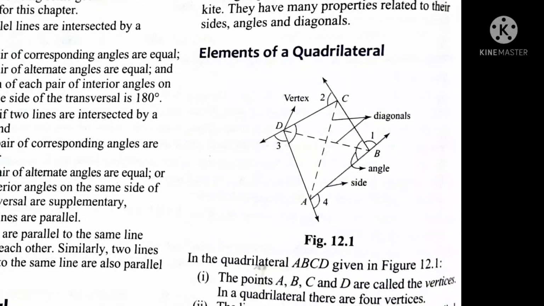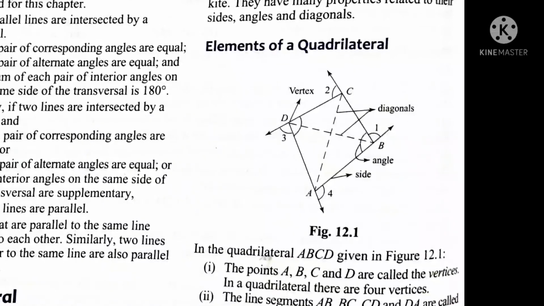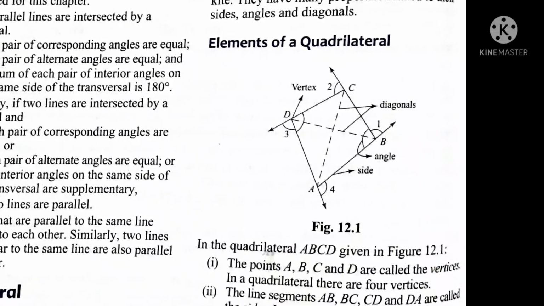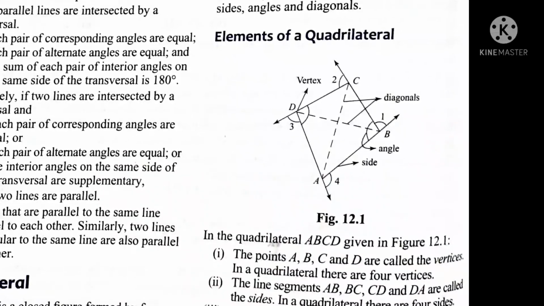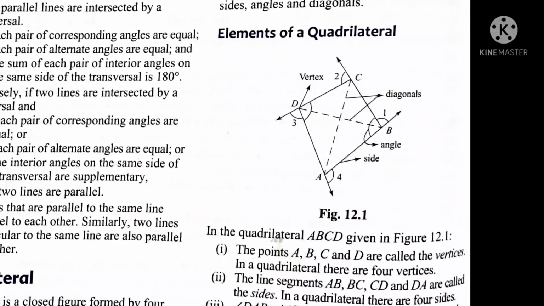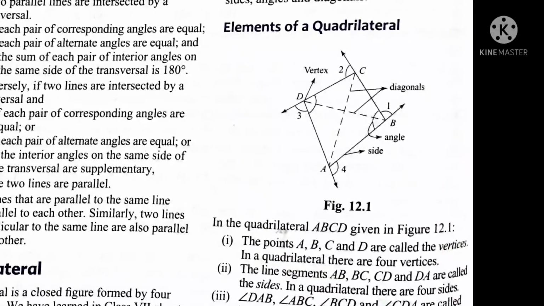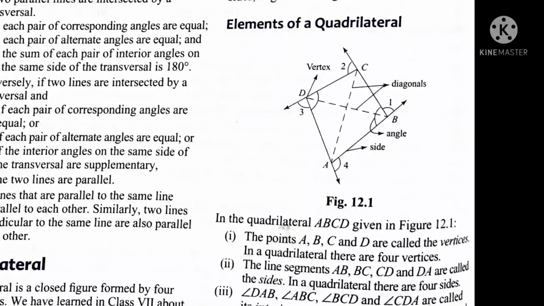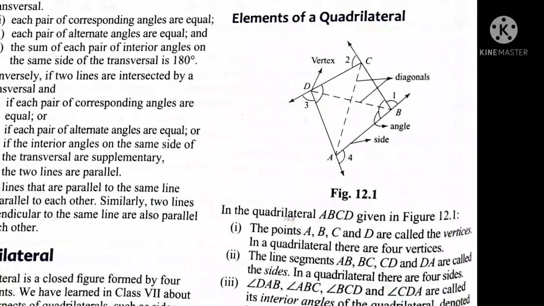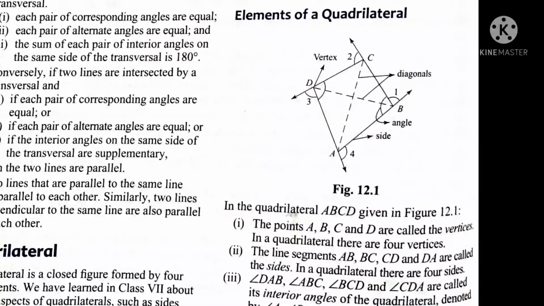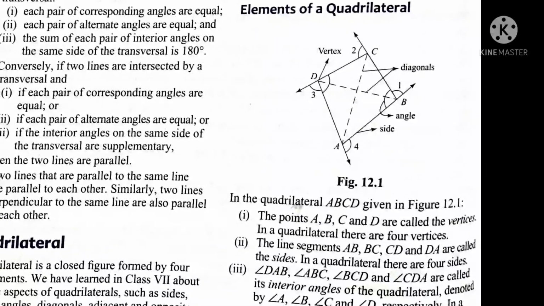Next, let us come to the adjacent sides. Adjacent sides, as I already told you earlier, are sides which have a common vertex, like AB and BC. Similarly, AB and AD are adjacent to each other. Next, come to opposite sides. In this diagram AB and CD are opposite to each other. Similarly, BC and AD are opposite sides of each other. So these are some elements of the quadrilateral.